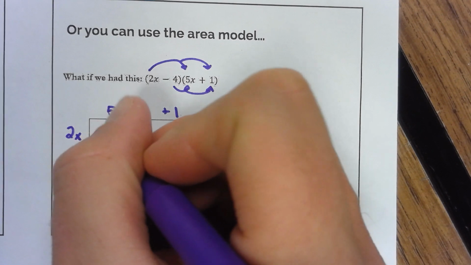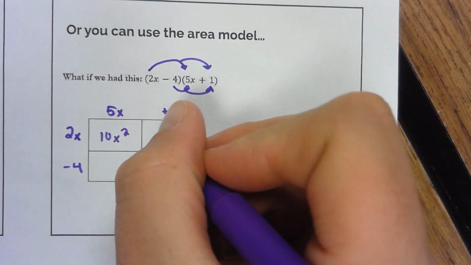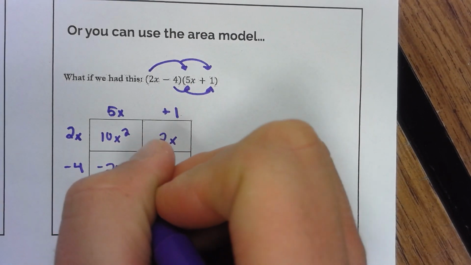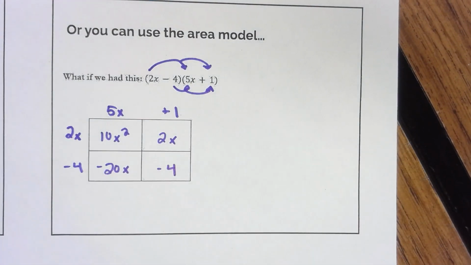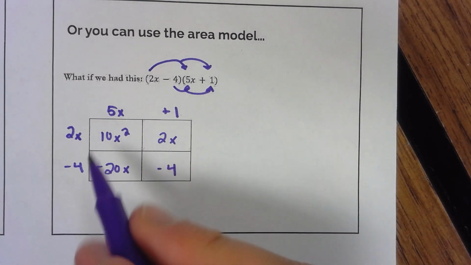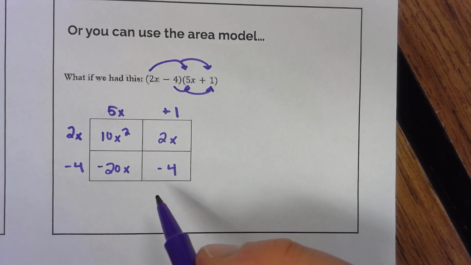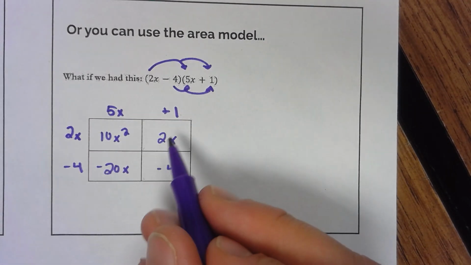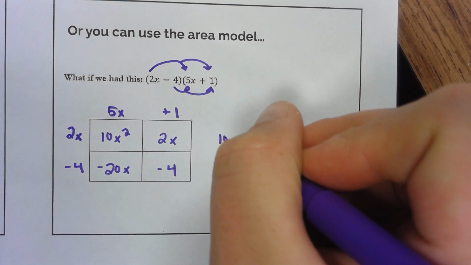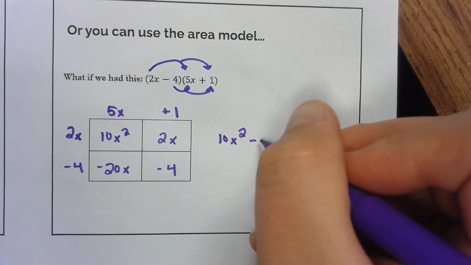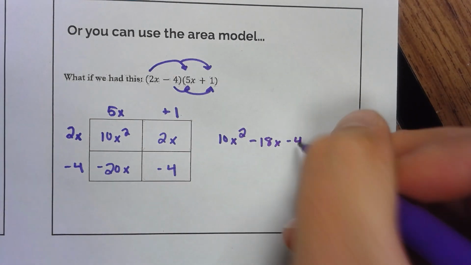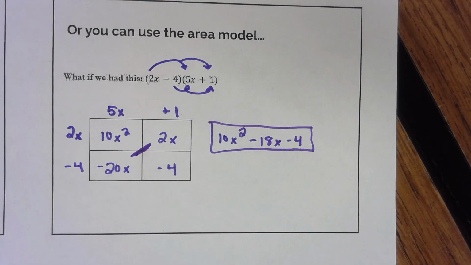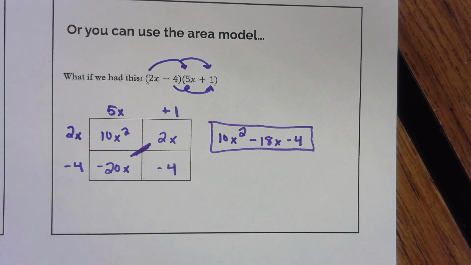2x times 5x is 10x squared. 2x times 1 is 2x. 5x times negative 4 is negative 20x. Negative 4 times 1 is negative 4. So the insides are the result of our multiplication. The only thing left that we need to do is combine like terms. The 2x and the negative 20x combine to give me negative 18x. So this is 10x squared minus 18x minus 4. So I combine those together. And that is all that we're doing in this lesson.